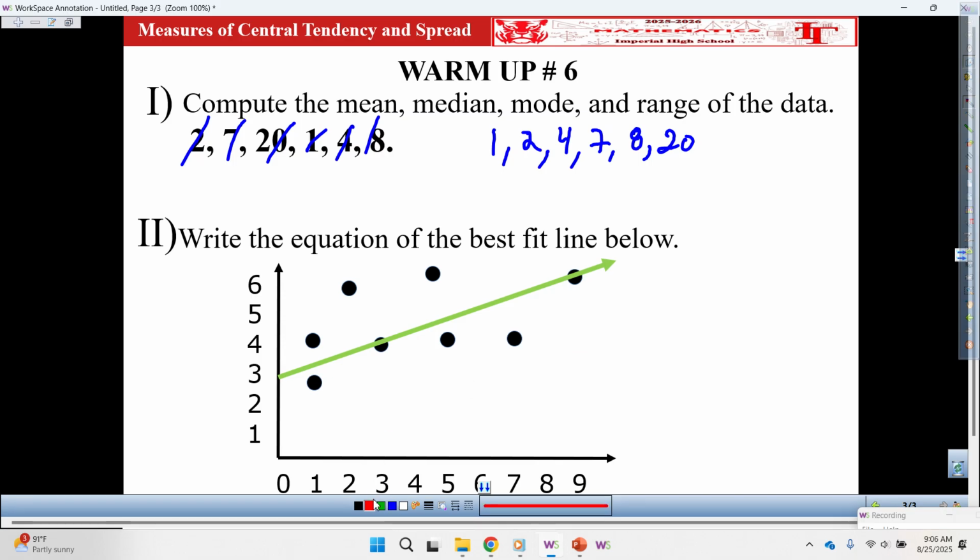All right, next, mean. To find the mean, or mu, I need to add all the numbers and divide by the number of numbers. So we got 28, 30, and 11, that's 41, 42. So 42 divided by 6, that is 7.